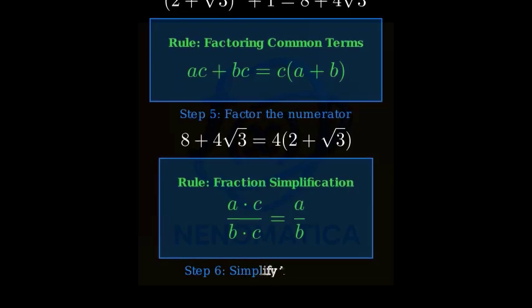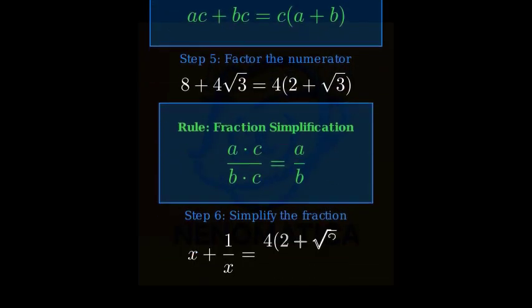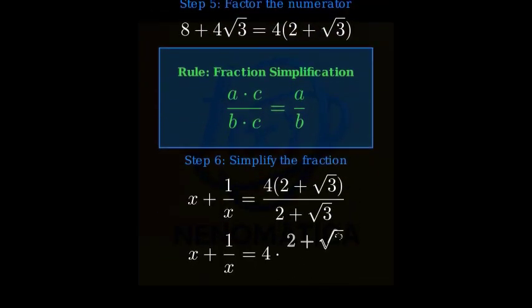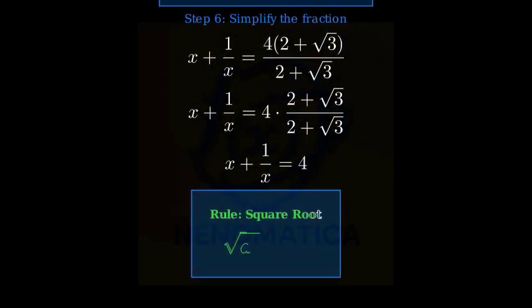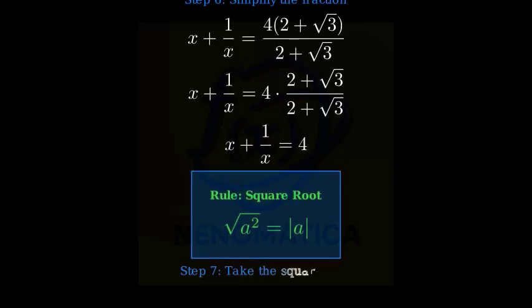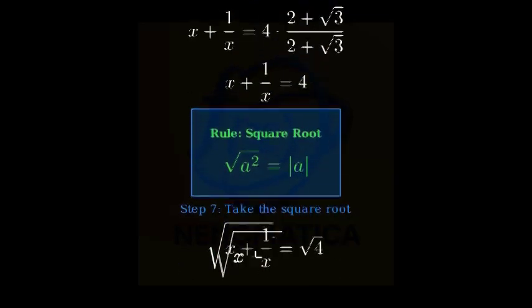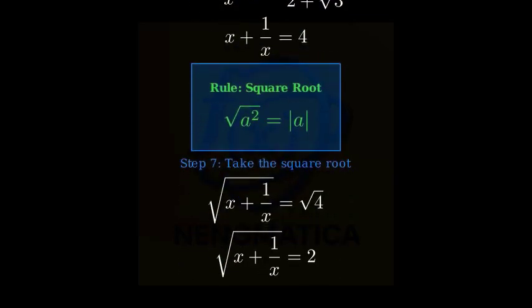Our expression becomes 4 times the quantity 2 plus square root of 3 divided by 2 plus square root of 3, which simplifies to just 4. Now we can take the square root of 4 to find the value of the square root of x plus 1 over x. The square root of a number is the value that, when multiplied by itself, gives the original number. Therefore, the square root of x plus 1 over x equals the square root of 4, which equals 2. Therefore, our final answer is 2.